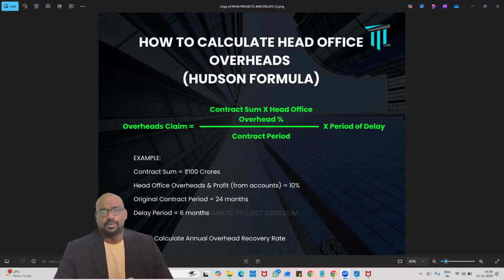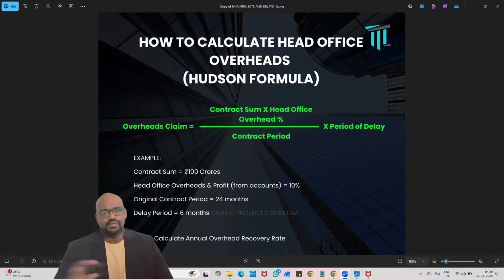But in this case, it is a compensable delay, meaning that there is a breach or delay from the side of the employer, and that is proven via delay analysis, and we have the delay period. So based on the delay period, we have to find the head office cost for the prolongation period. The prolongation period is usually the delay period.